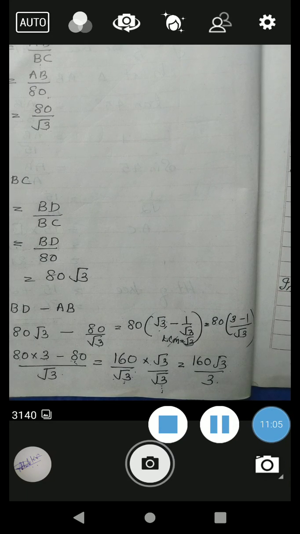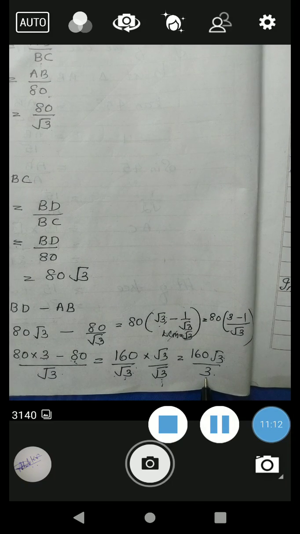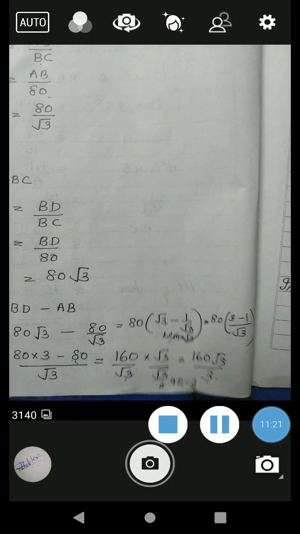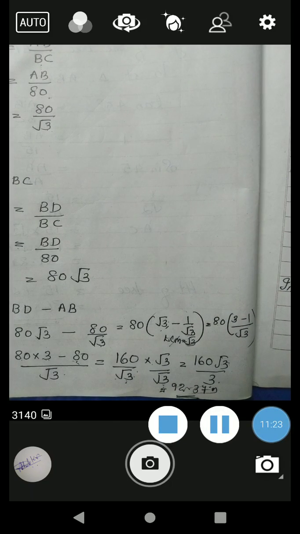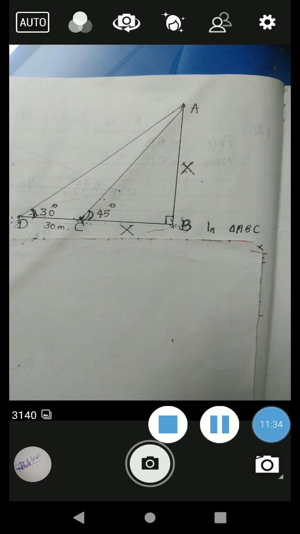And substitute the value of root 3 here. 160 into 1.732 divided by 3. And at this time, you will get the result 92.37 meter. That is the answer. Okay. The height of the tower must be raised is equal to 92.37 meter. Now next exercise 22B.